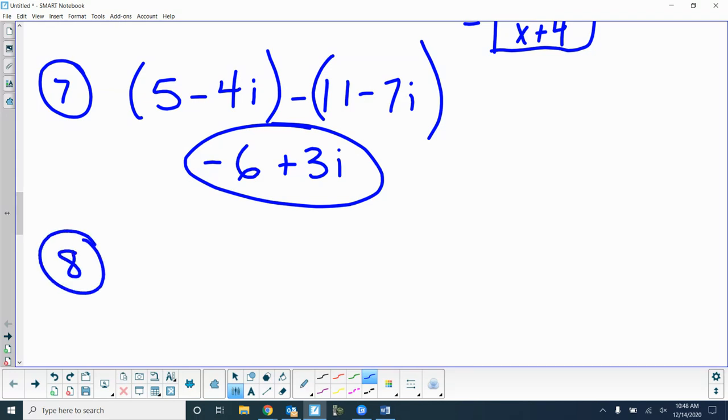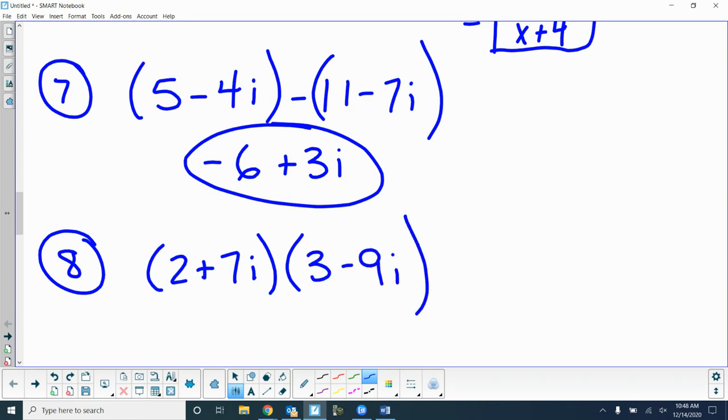Number 8, we have to FOIL the two complex numbers. You guys know how to FOIL. So this isn't that hard. But you got to remember this. i squared equals what? Nope. Negative 1, right? And what's the square root of negative 1?